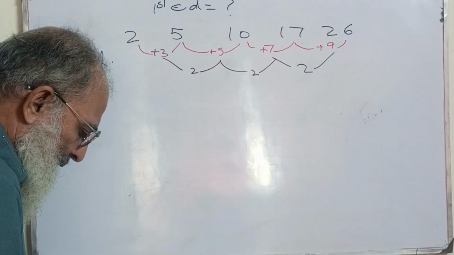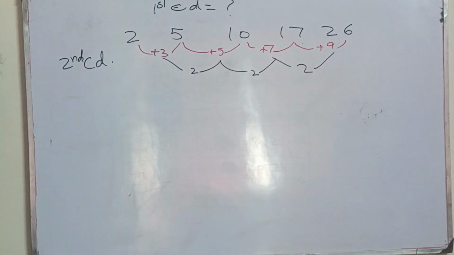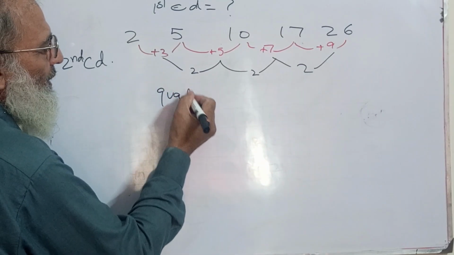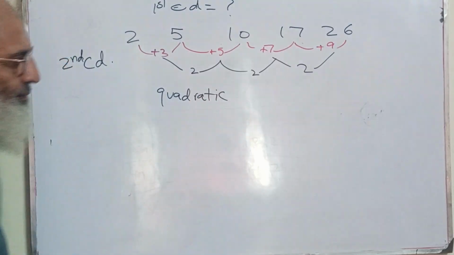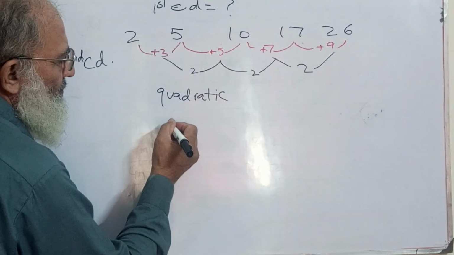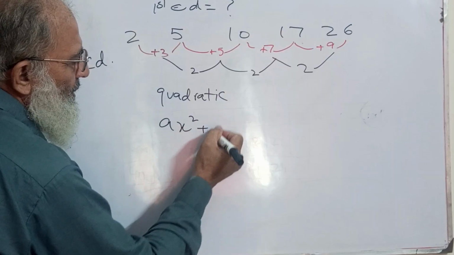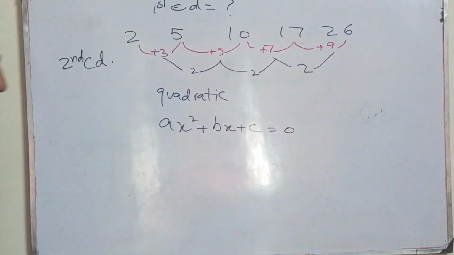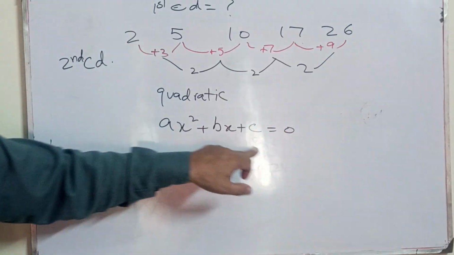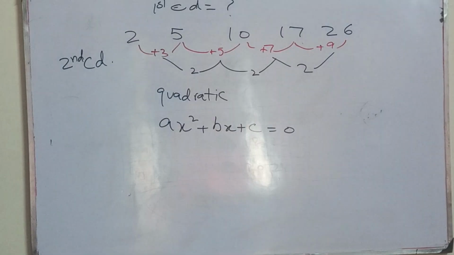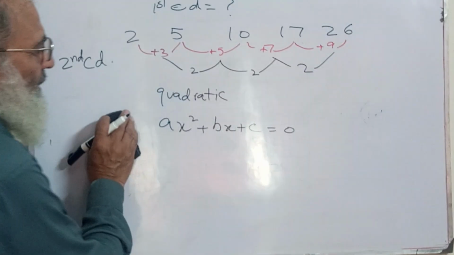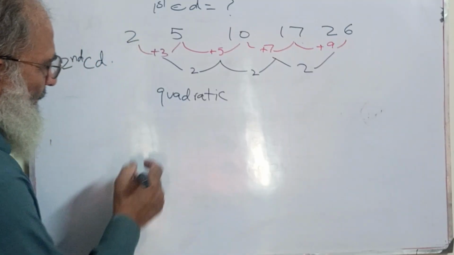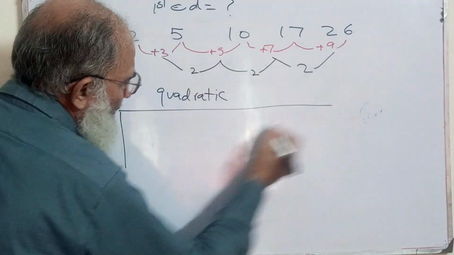Now, what does it mean? It means that the sequence is quadratic. I think I have told you what a quadratic equation is. This is a quadratic equation, and so this sequence is also quadratic. Now let me tabulate it.